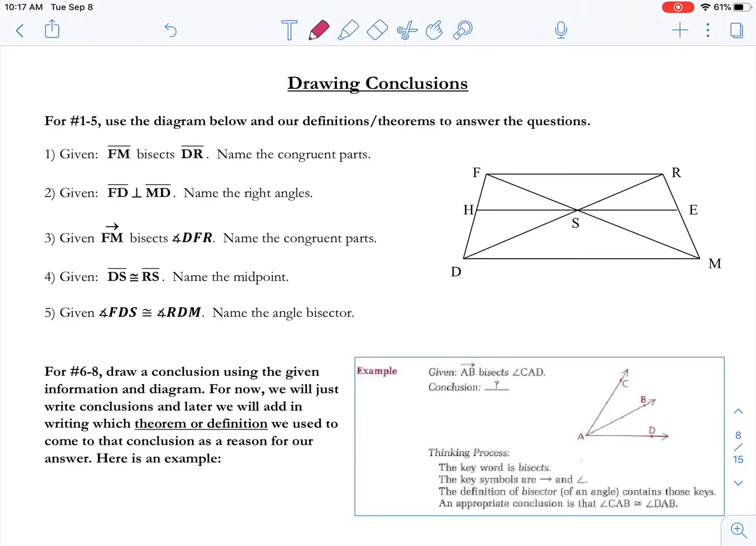All right, so now we're going to see how we're going to use those definitions with our geometry problems. First thing I want you to notice, like I said before, the hypothesis of the definitions and theorems that we're going to use is going to be given to us in the given information. So whatever keyword you see in the given information is the hypothesis of the definition. For example, in number 1, it says segment FM bisects segment DR.